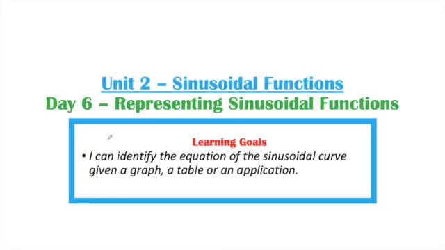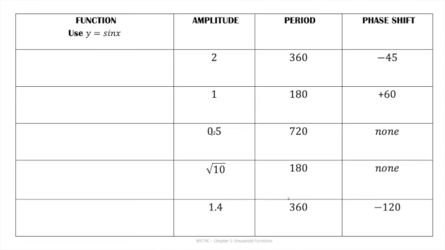Today for day 6, we are representing sinusoidal functions. For this, we're just looking at putting together everything that we've done so far. It's quite a short lesson, so we're just going to identify the equation of a sinusoidal curve, given some key information, okay? So copy out this chart, and what we're going to do is use y equals sine x, which is our base function, and we're going to apply an amplitude, a period, and a phase shift, and come up with a new equation from that.